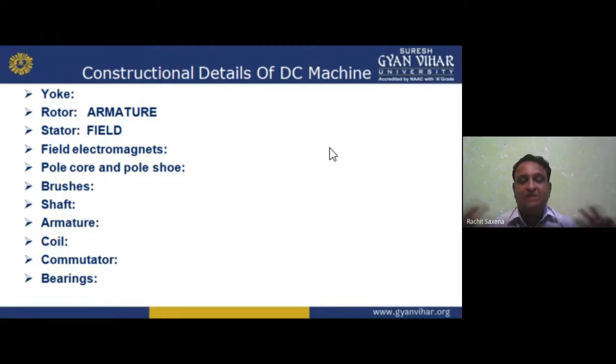The important parts are the bearings. Without the bearings, we can't rotate the shaft. For the motion of the shaft like this, not like this, we need bearings on both sides. So we use bearings. I hope you understand the construction.